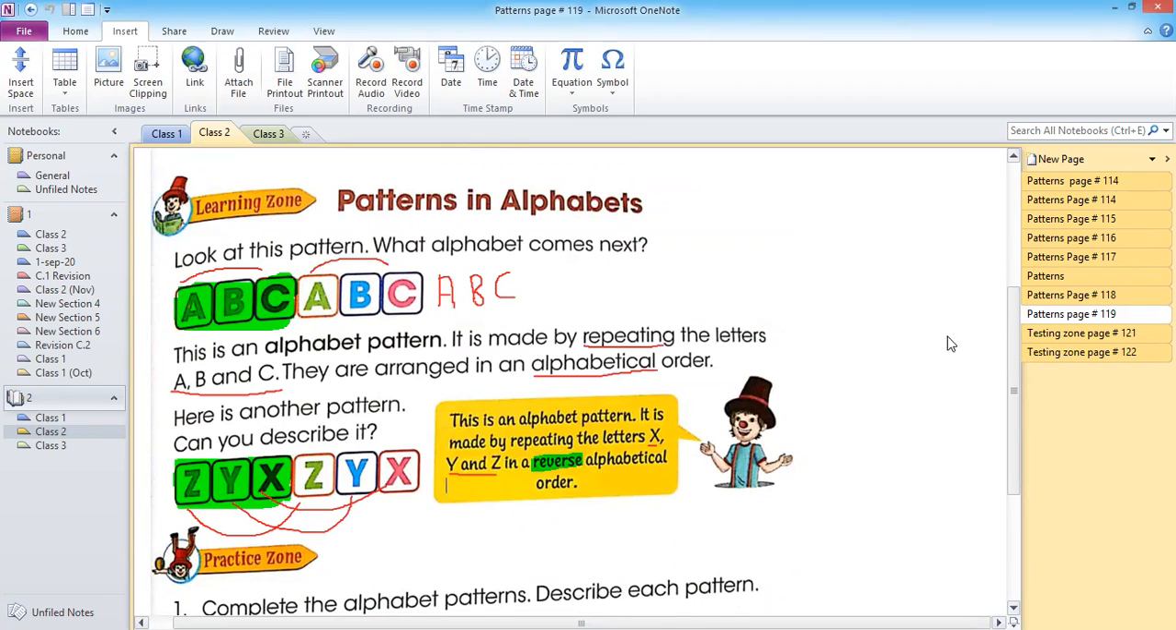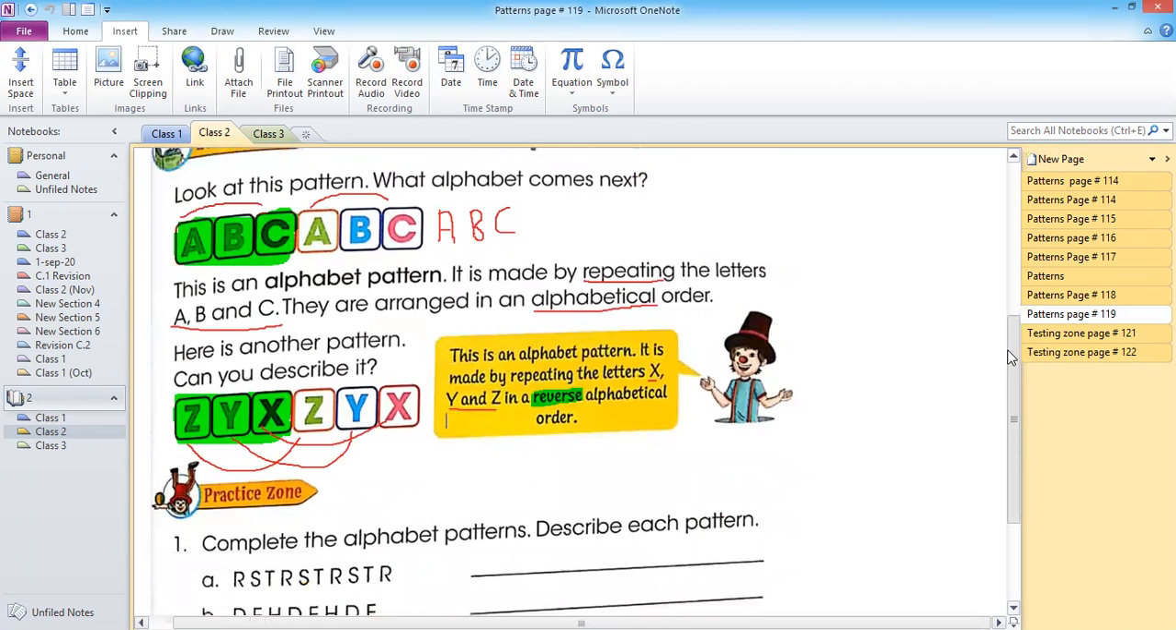The pattern in the alphabets can be made by repeating different letters. First, we checked the pattern that was ABC, and then again ABC, again ABC, again ABC. So that pattern was made by repeating three letters, A, B, and C, and they were arranged in alphabetical order. We discussed that if any letters are arranged as we write them in ABCD form, we can say that these are arranged in alphabetical order.